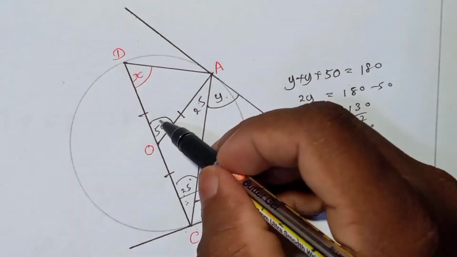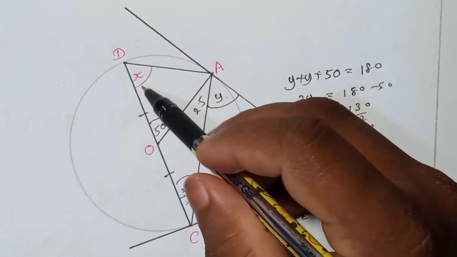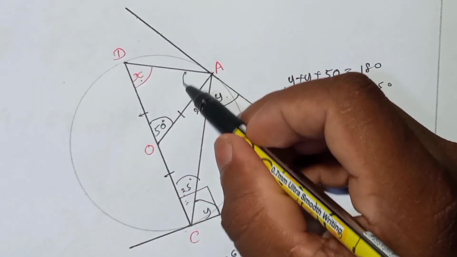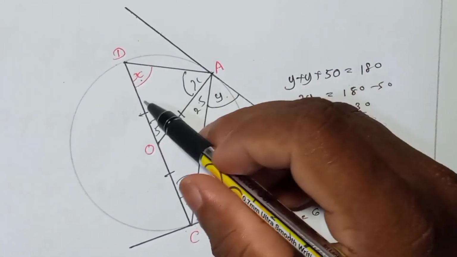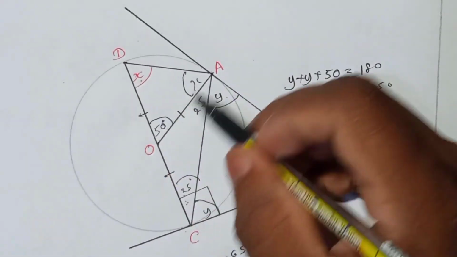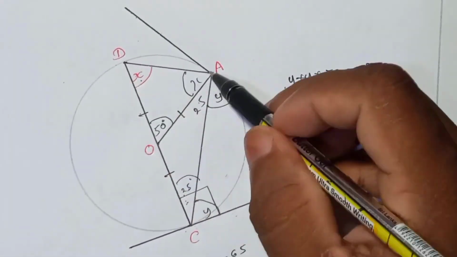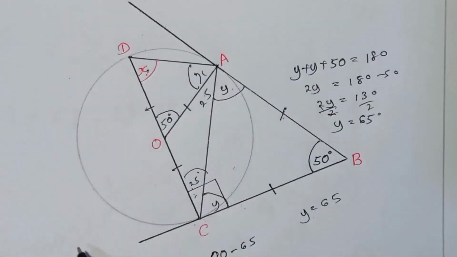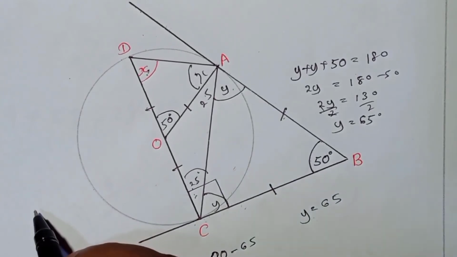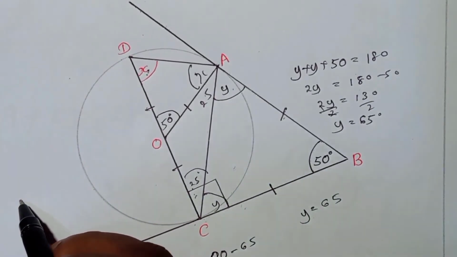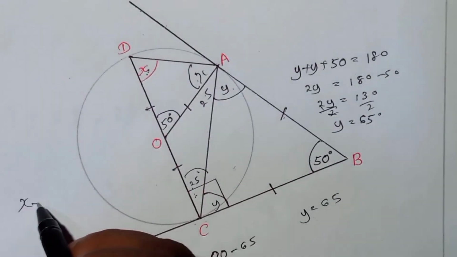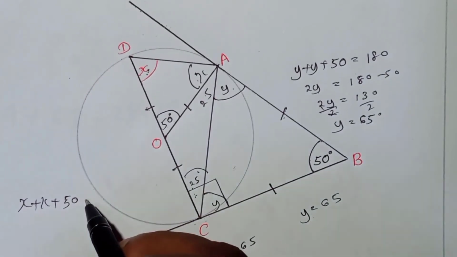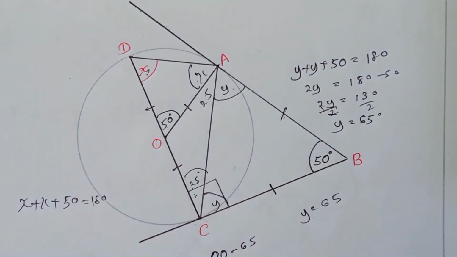That's the idea. If this is 50, again you need to know these two sides are equal. So if this is x, this is also x, because the opposite angles of an isosceles triangle with two equal sides, OD and OA, must also be equal. Then you can write finally: x plus x plus 50 should be equal to 180.